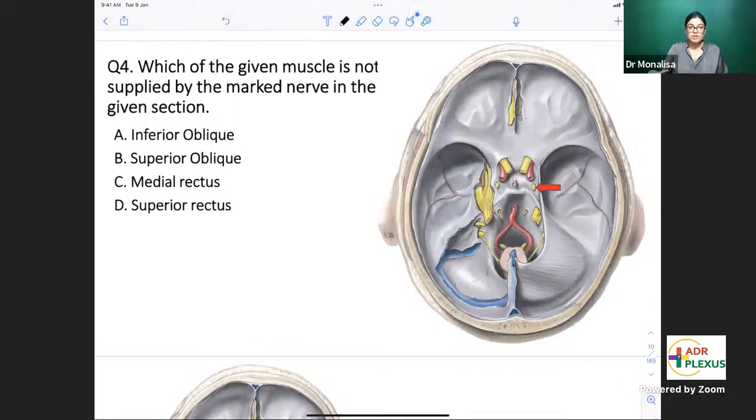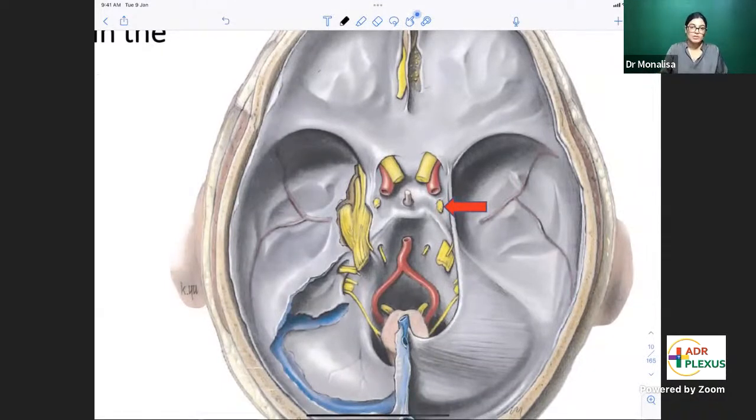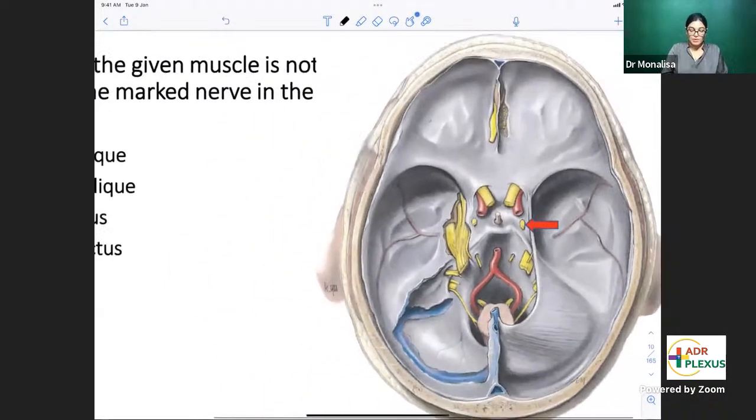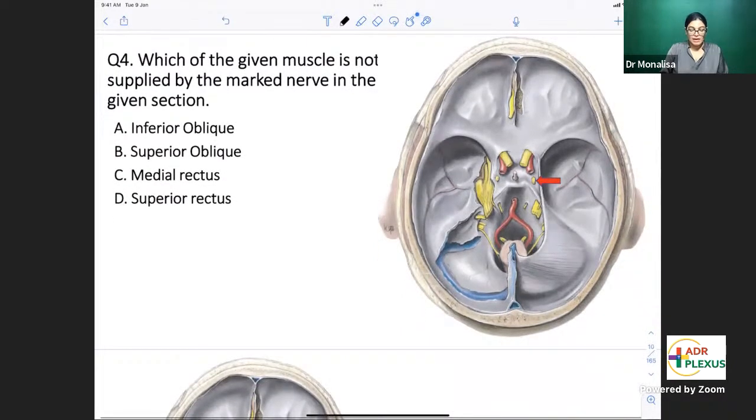The arrow mark structure, you have to just identify this arrow mark structure, and then you have to tell me which of the following structures is not getting innervation by the nerve marked. So yes, it's the third cranial nerve, oculomotor, and yes, absolutely right. If you are not able to identify this nerve, I want to give you a hint so that you can still go for the right answer.